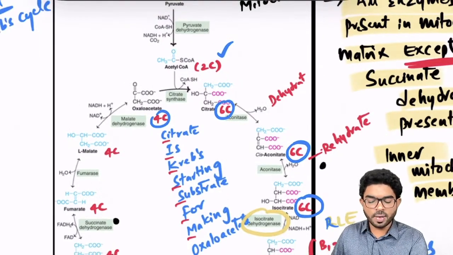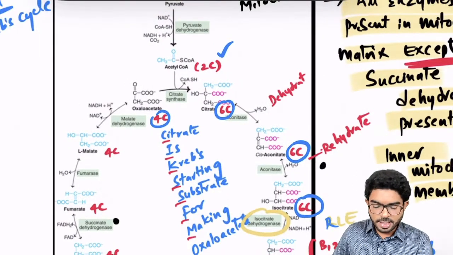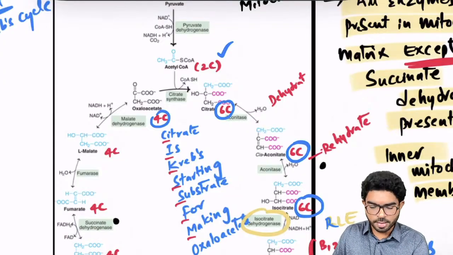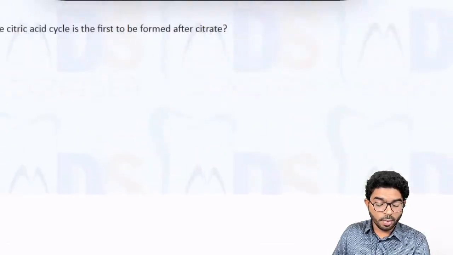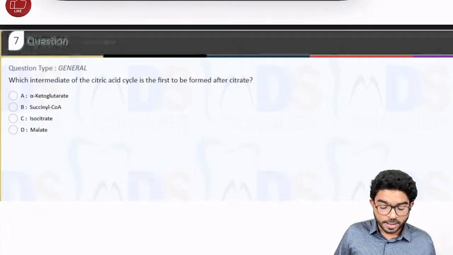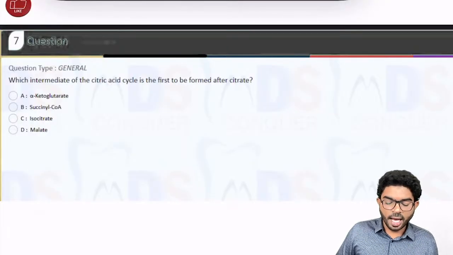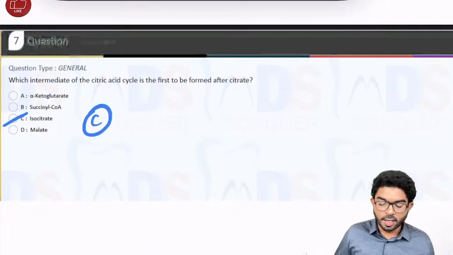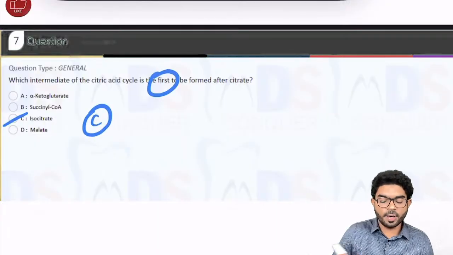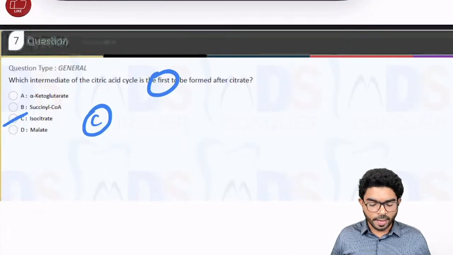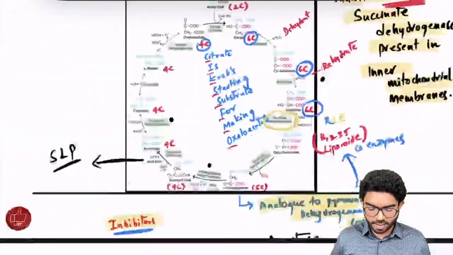Okay, the sequence code is: citrate is the Krebs cycle's starting substrate for making oxaloacetate. Keeping that code in mind, now the question is: what is the intermediate product that is being formed? Straight away you have citrate, isocitrate. Citrate, isocitrate are the first products. They are talking about the first product. The options are very, very simple. Malate and all these are going to come at the end. Okay, the answer is option C for question number 7.